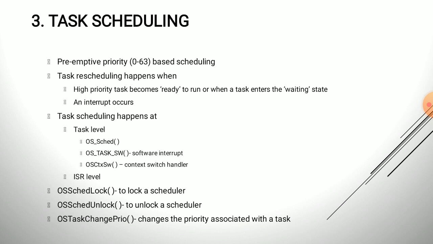Another function is OS task change priority, OS_TaskChangePrio. The priorities associated with a task can be changed dynamically by using this function. This function takes the current priority and the new priority as arguments. So these are the functions used for task scheduling in the micro C OS2 kernel.